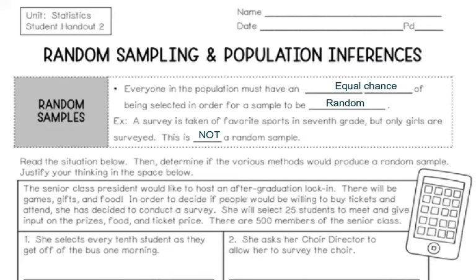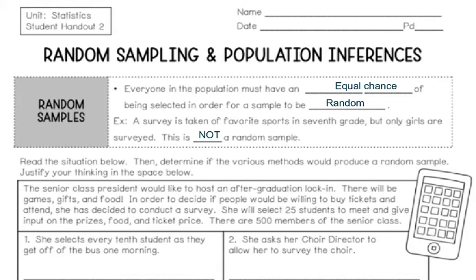So to begin today's lesson, let's look at what a random sample is. Everyone in the population must have an equal chance of being selected in order for a sample to be random. So for example, a survey is taken of favorite sports in 7th grade, but only girls are surveyed. This is not a random sample. Only one group of people is being chosen to be surveyed. To make this more random, everyone in 7th grade would need to be surveyed.